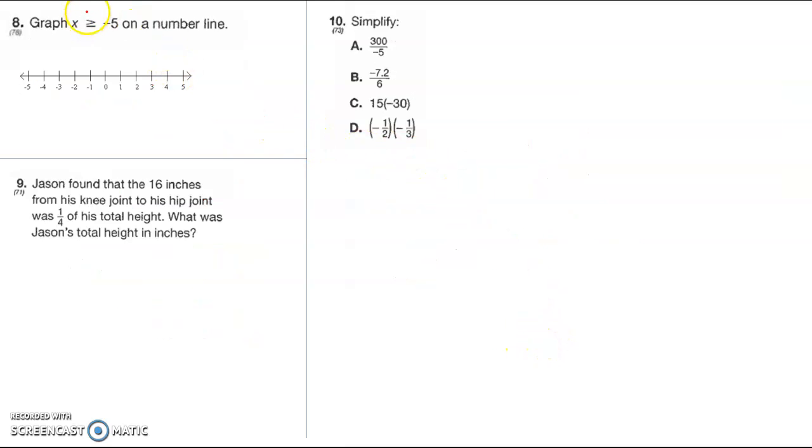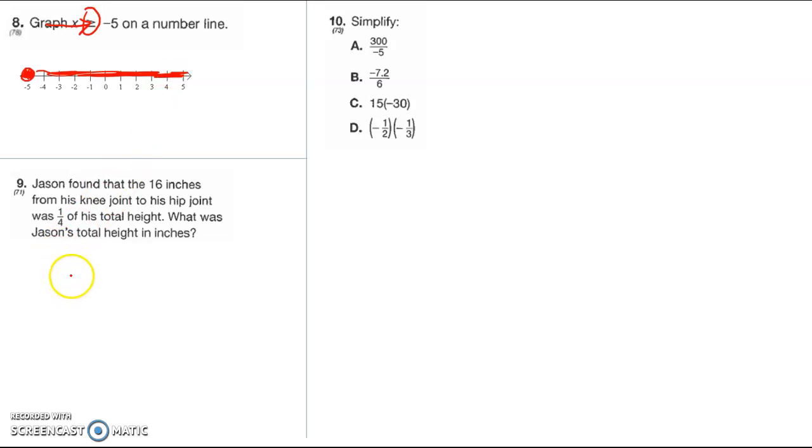Okay, on a number line, graph x is greater than or equal to negative 5. So I'm down here at negative 5. I know I'm going to have to close this because of the equal to. And then this arrow tells me that I'm going to highlight this direction. Most of you got this one right.